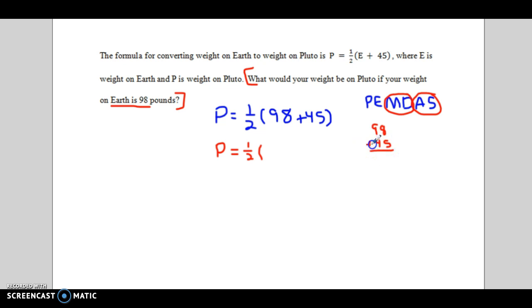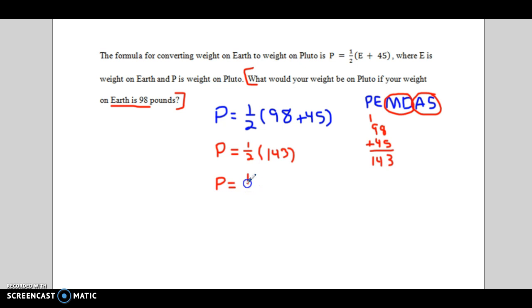So if I add those, 8 plus 5 is going to give me 13. I'll carry that 1. 9 plus 4 gives me 13 plus 1 more is 14. So 98 plus 45 gives me 143. So inside the parentheses now, I have the number 143. And what I see is all I have left is one operation, and that is multiplication. So these parentheses are telling me to multiply. So P is equal to whatever 1/2 times 143 is.